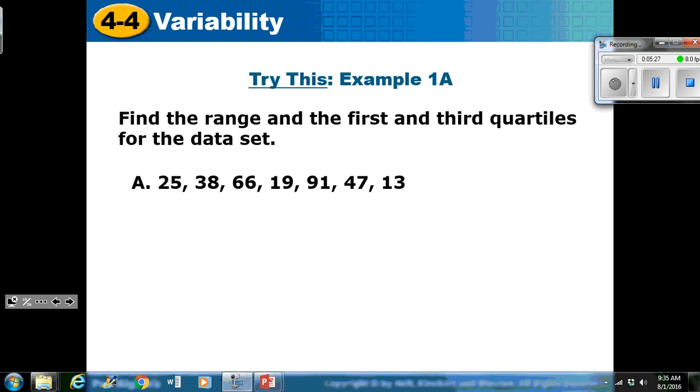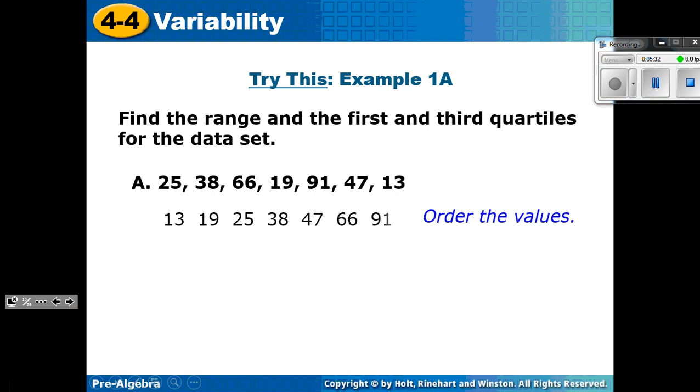All right, I'll talk you through this one too. First step, put those numbers in order. Find our range by subtracting. 91 minus 13 is 78.